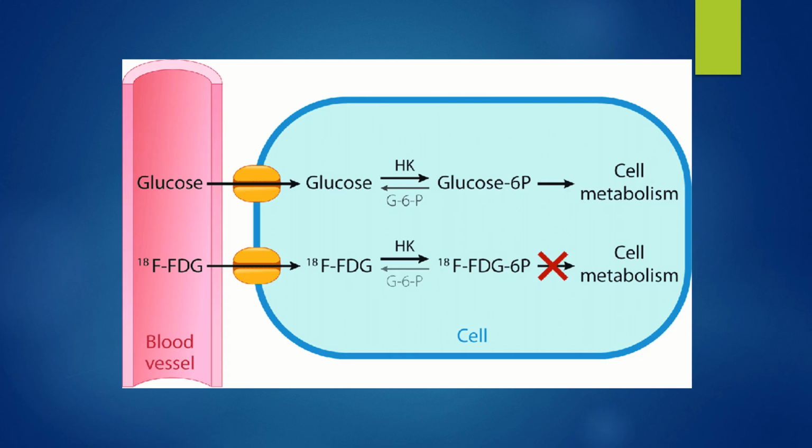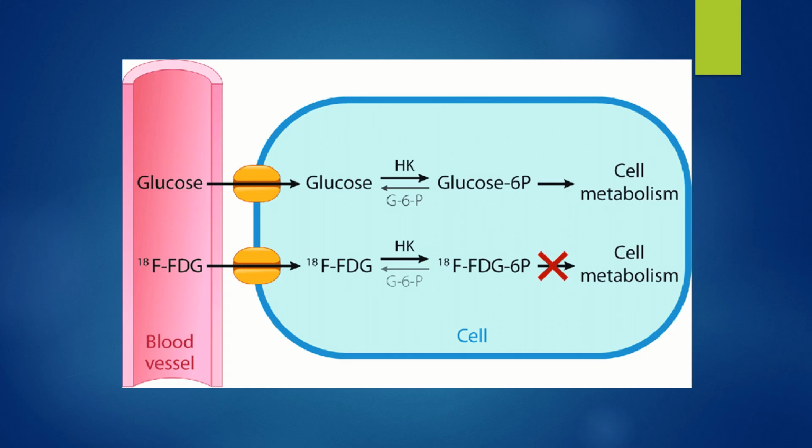So with glycolysis, hexokinase is an enzyme that adds a phosphate. This happens to both glucose and FDG, but the second step is another enzyme that turns the glucose into fructose. This does not happen with FDG, so the FDG then becomes trapped within the cell.